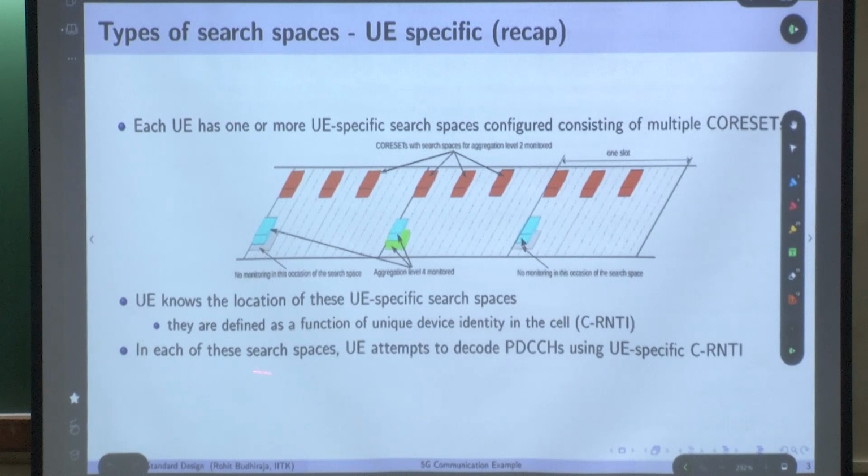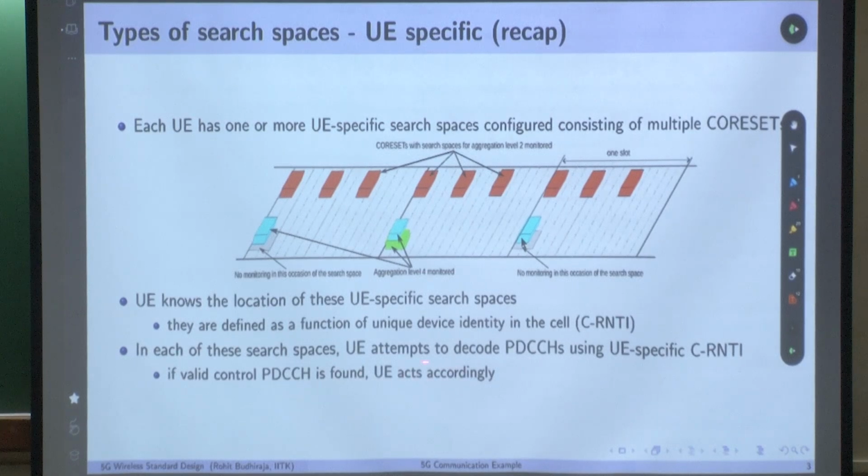In each of these search spaces, the UE attempts to decode PDCCH using the UE specific C-RNTI. It fails or passes depending on whether the DCI is meant for that user or not, and it will be scrambled accordingly. If a valid PDCCH is found, the UE acts accordingly. Because the UE specific C-RNTI is used, it essentially means the base station knows about this user, because it has allocated the C-RNTI. It has reached that level of network entry.